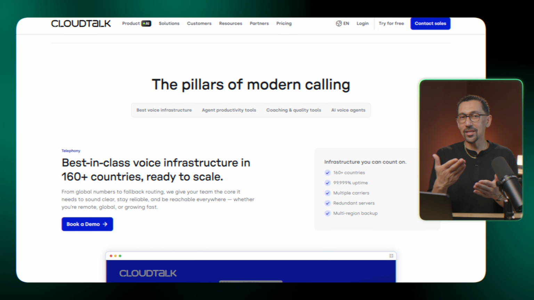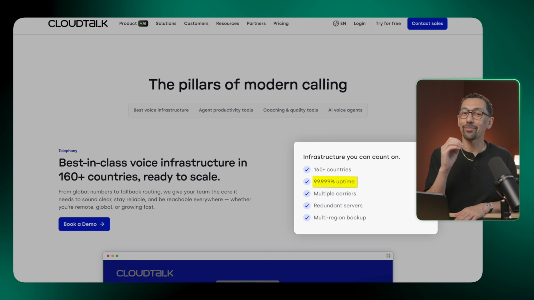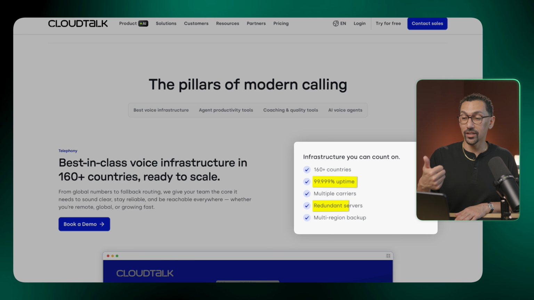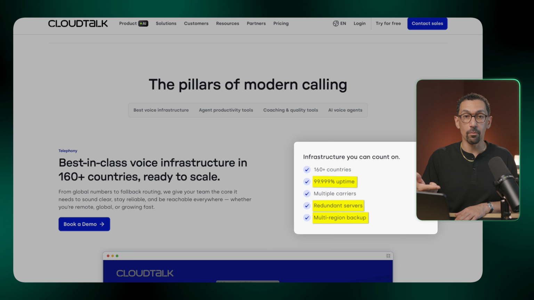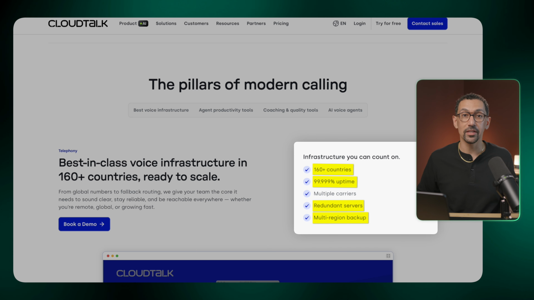Next, let's talk about languages. CloudTalk owns its telephony layer. It doesn't rely on a third-party carrier. What does that mean for you? Well, that means 99.999% uptime, as well as redundant servers, multi-region backups, and local phone numbers in 160 plus countries.